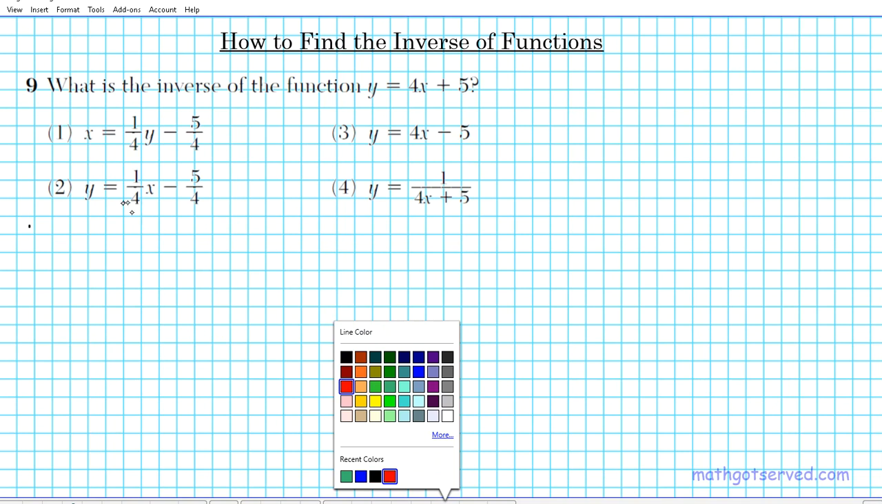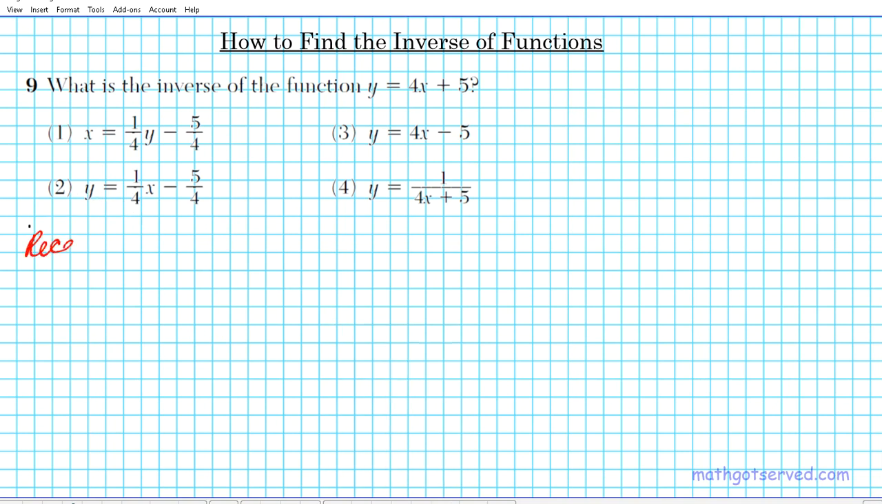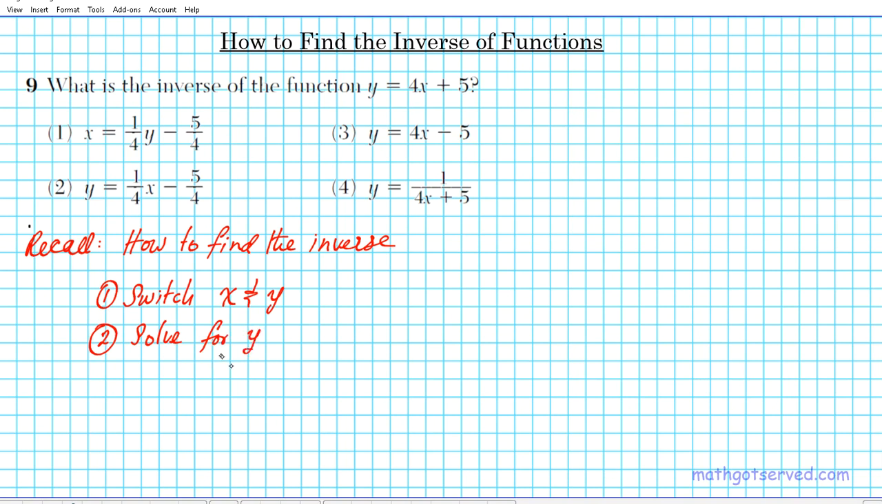So let's refresh our memory on the process involved in finding the inverse. The first step is to switch x and y, because your input becomes your output and your output becomes your input. That's what the inverse is all about. And then secondly, you just solve for y. That y is your inverse.